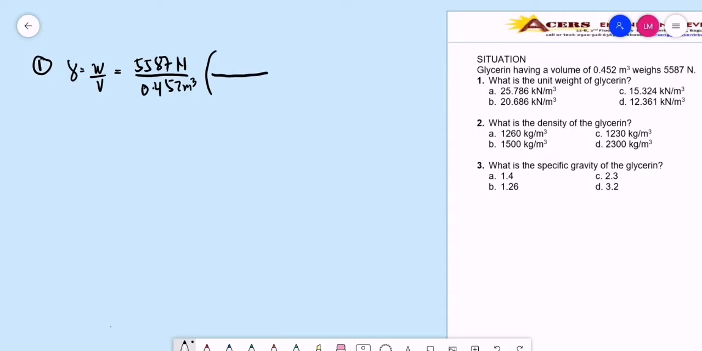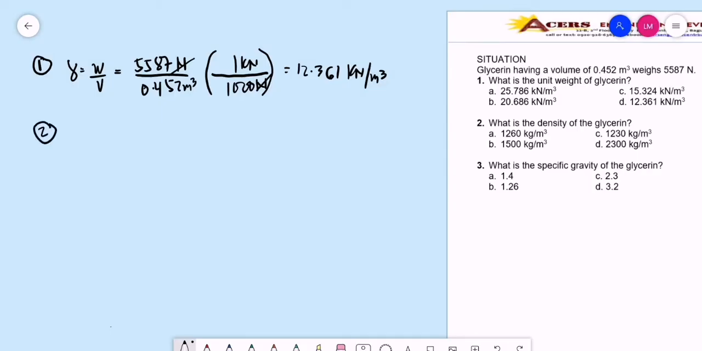All we have to do is observe the units. You can survive this question by simply using unit analysis. 1,000 newtons is the same as 1 kilonewton, so that we can cancel the newton unit. So this is equal to 5,587 divided by 0.452 divided by 1,000. We have that value as 12.361, which is now in terms of kilonewtons per cubic meter. So that is letter D for number 1.